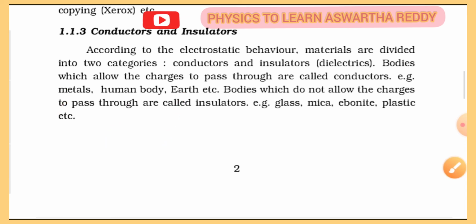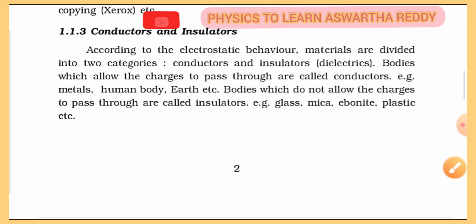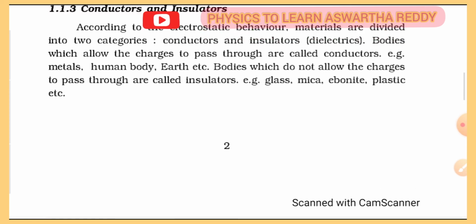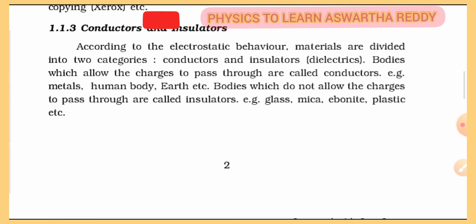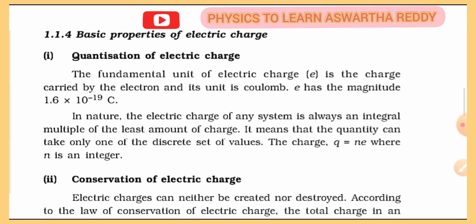Bodies which do not allow the charges to pass through them are called insulators. Examples: glass, mica, ebonite, plastic, etc. That's why, whenever we are working with electrical parts, especially current, they ask us to wear chappals, because chappals are made up of plastic or rubber. So it is an insulator, it does not allow the transfer of charges. Whenever charges are moving, only then can current pass. So this is important for 1 mark.